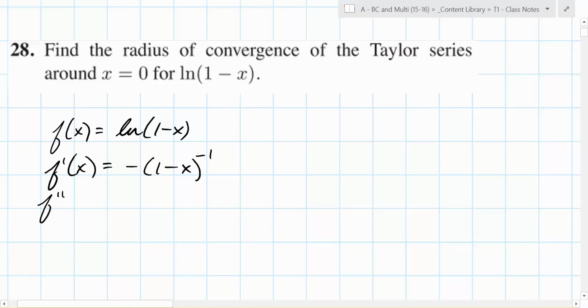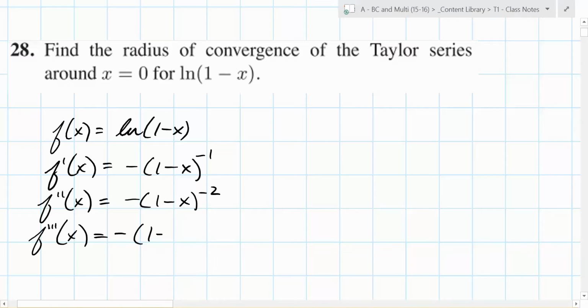So what's f double prime of x going to be? Negative 1 minus x to the negative 2. Yeah, because you drop a negative and kick a negative out, so it stays the same sign. So then f triple prime is going to be negative times 1 minus x to the negative 3. Oh, then there's a negative 2. Yes, negative 2.